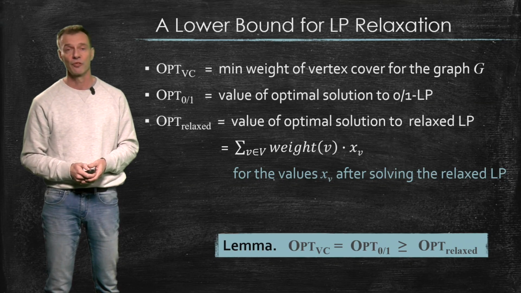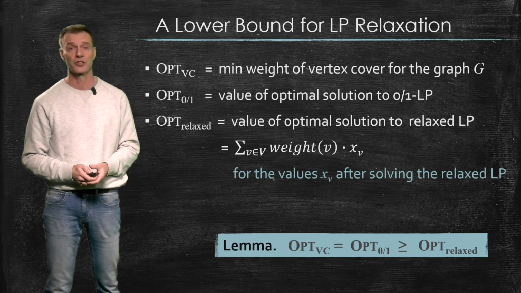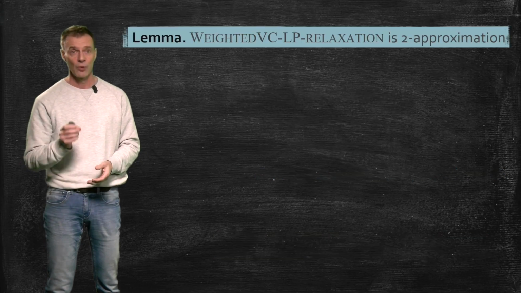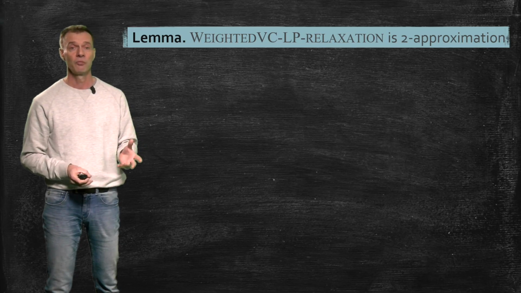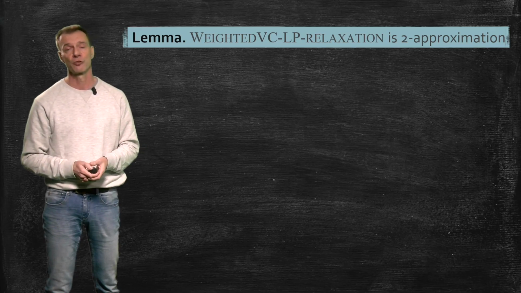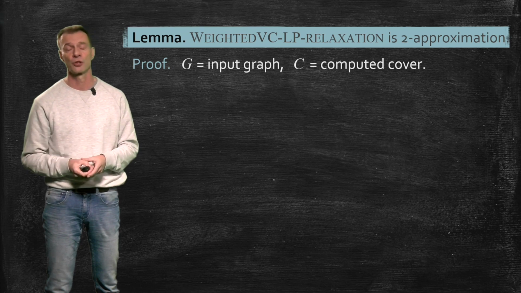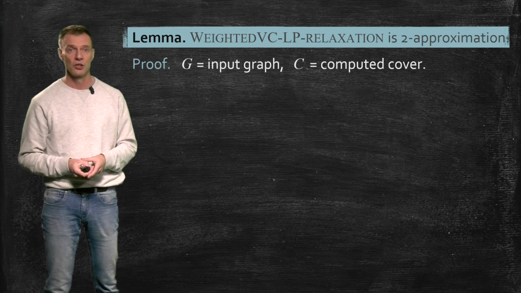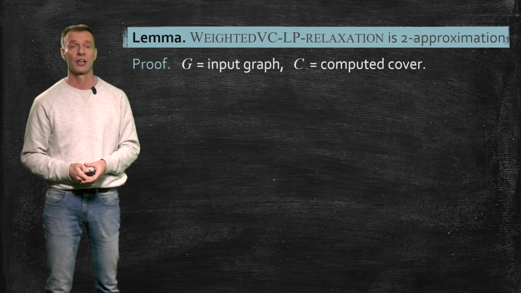Okay, now we have a nice lower bound to base our proof on, namely the solution opt relaxed to the relaxed LP. So, now we can do the proof, and I claim that my algorithm using LP relaxation for weighted vertex cover is a two-approximation algorithm. Okay, so take an arbitrary input graph G, and let C be the solution, the cover that we compute.